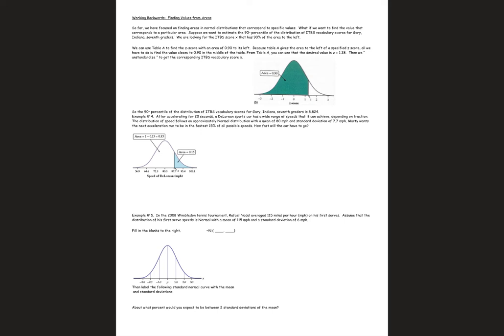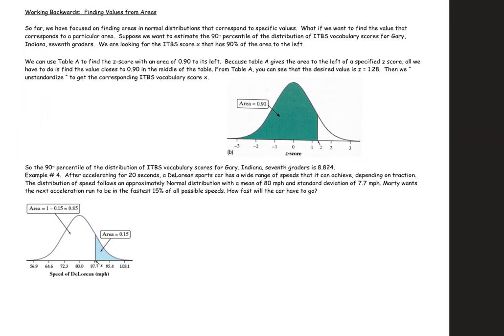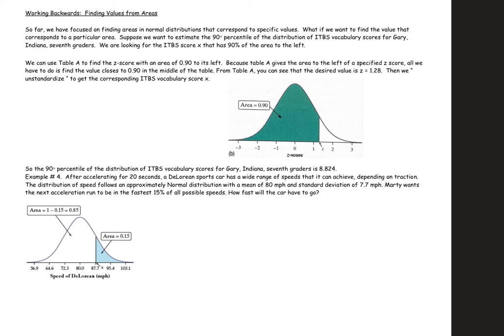So for example, if we go back to the Gary, Indiana, let's imagine we want to know, okay, what was the score of someone on this vocabulary test at the 90th percentile? In other words, we know that they scored better than 90% of the people. So if we were to sketch a normal curve based on the z-scores, 90% of that curve would be shaded because that's the percentage of people they beat. Now, remember, Table A will give you all of these values or all of these proportions.